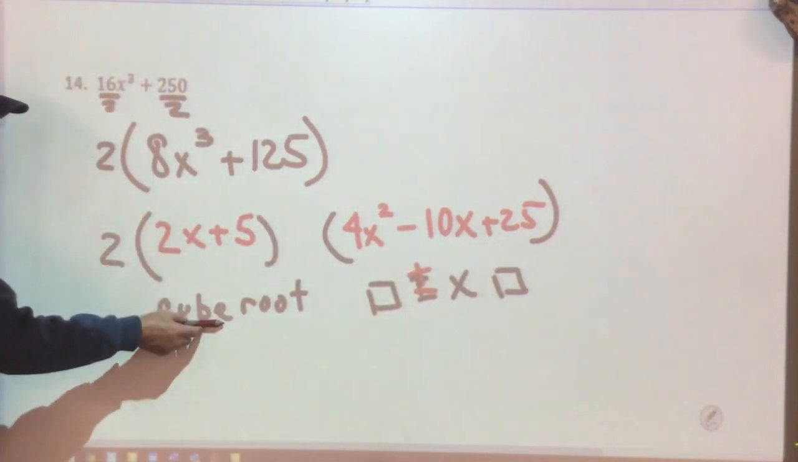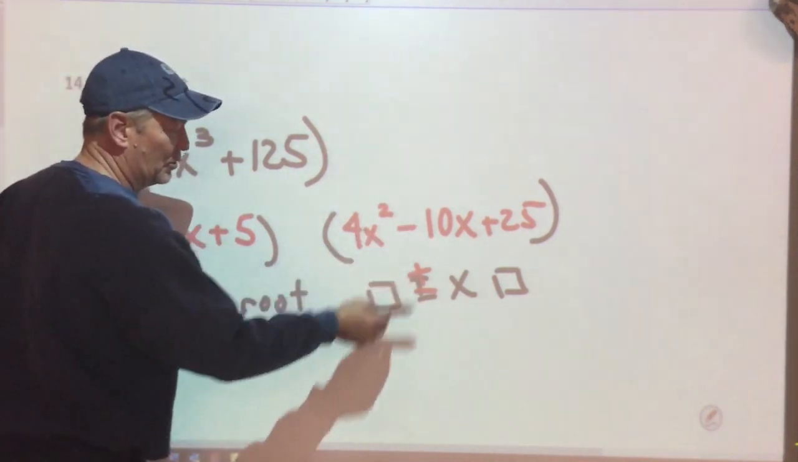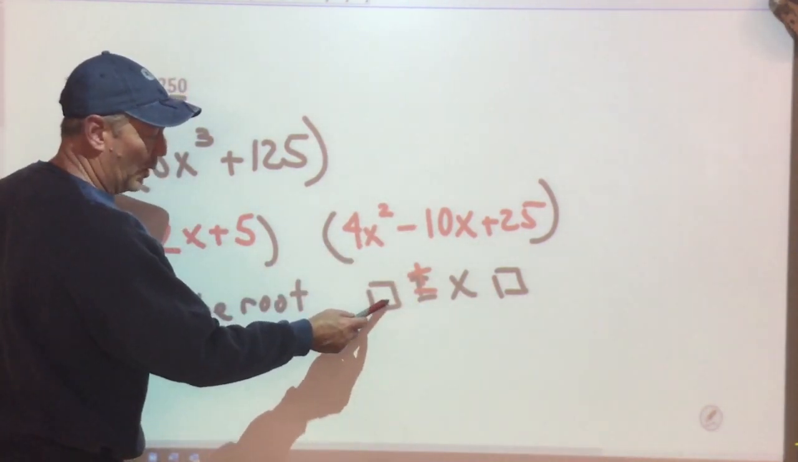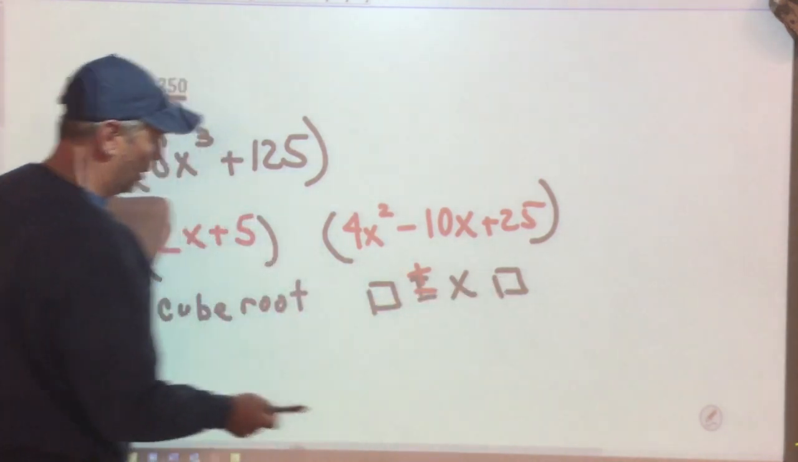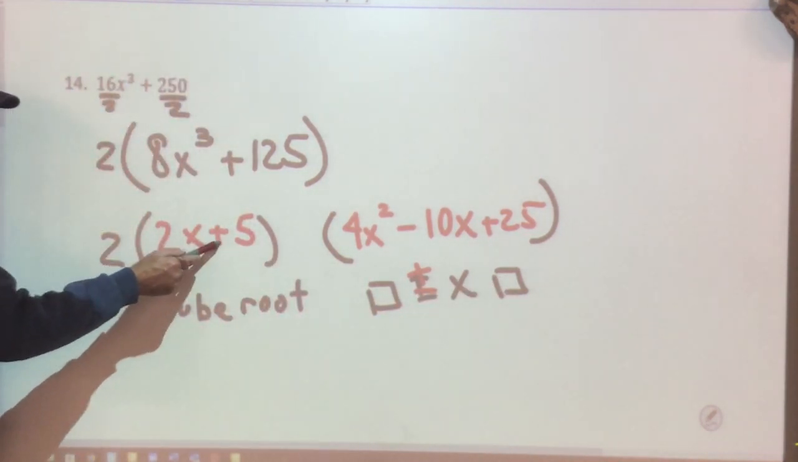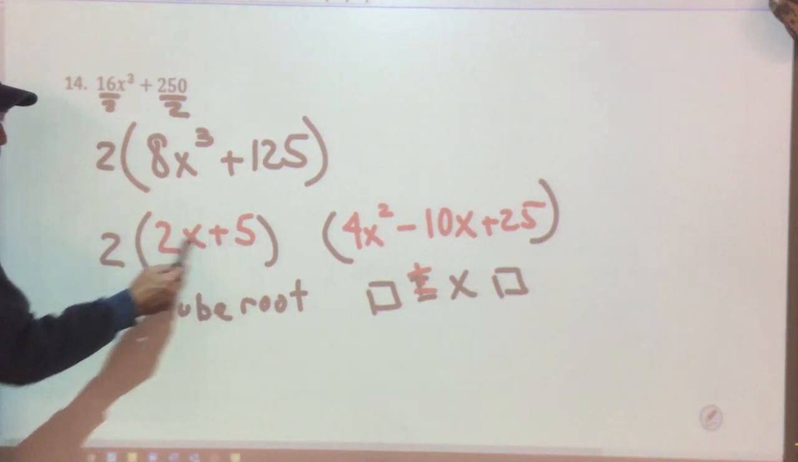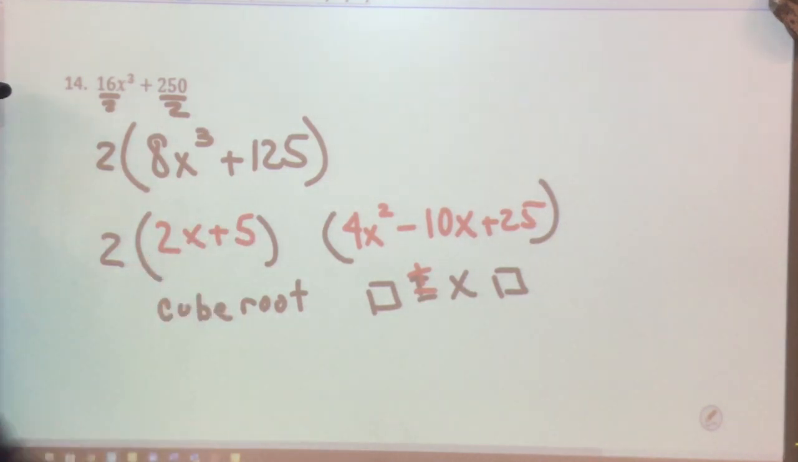In the first parentheses, you take the cube roots. In the second parentheses, you apply this pattern: square, change the sign, multiply, square the back term. Okay? All right, let's keep going.